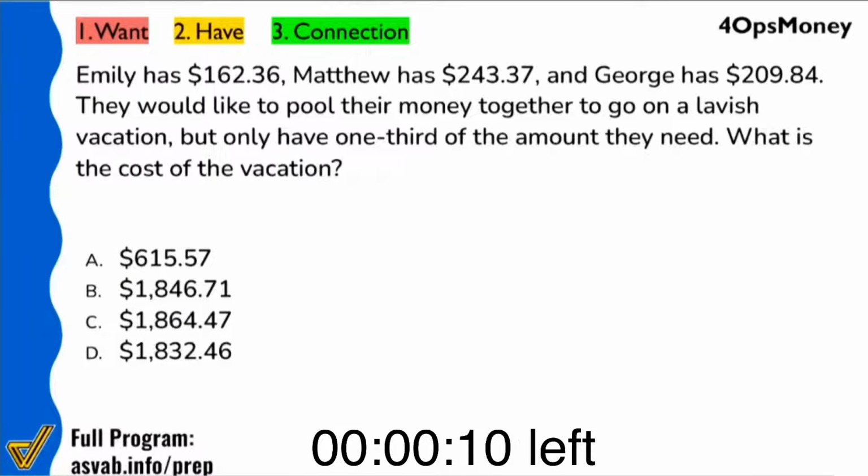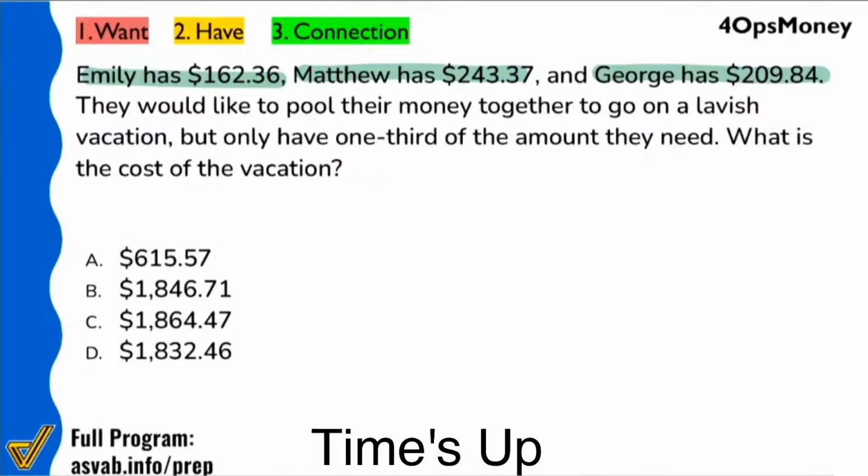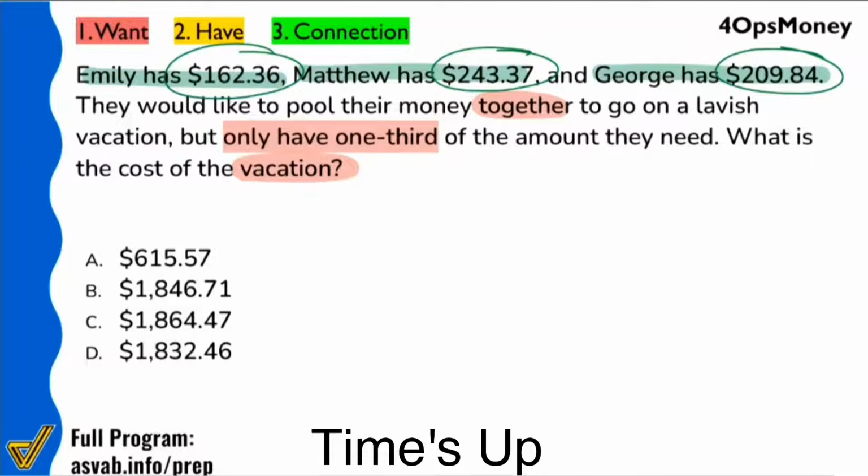So with this one fairly quickly here, what we have going on is right here. We see that Emily has this, Matt has that, George has this. But what we need to make sure we understand is that since we want the cost of the vacation, they want to bring their money together, but only have 1/3 of what they need. So even if you added all of these up, that's not enough. You add all of those up, you would have gotten all 3 of them together. So Emily plus Matt plus George, that's going to give you the 615.57, but that's not the answer.